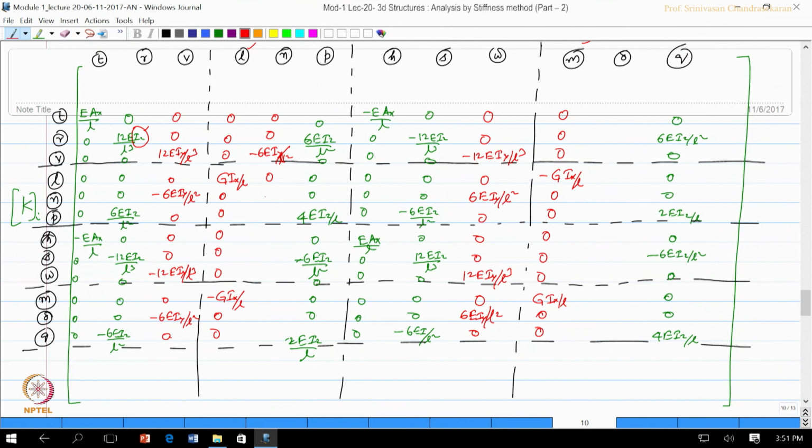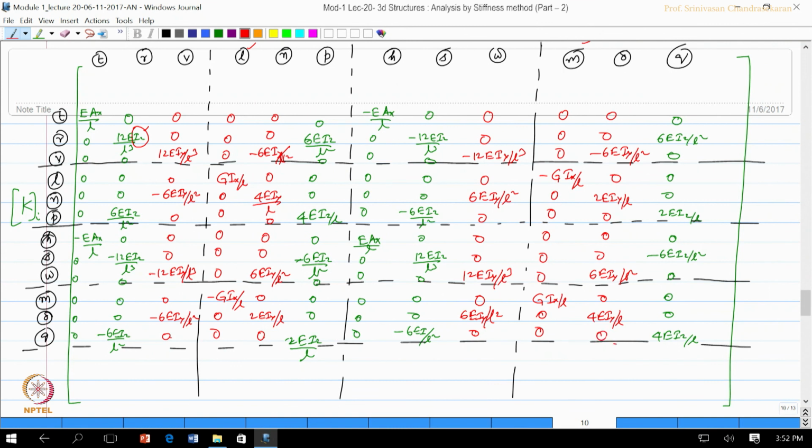Then this is 0, 4 E I y by L, next is 0, these two are zeros, W will have 6 I y by L square and 0, and O will have 2 E I y by L. Let us take the last column O, which will be again, these two are again zeros. So, this will be minus 6 E I y by L square. So, 0, going to be 2 E I y by L, 0, then this is going to be 6 E I y by L square, 0 and 4 E I y by L, 0.